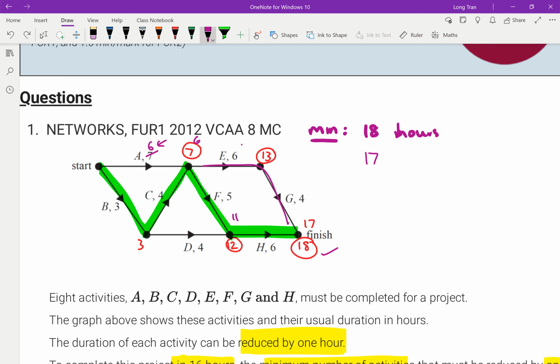So I'll probably reduce C since I'm here. If I reduce that, I'd have to reduce those two, and they both become 6. 6 plus 6 here is 12, and 12 plus 4 is 16 over here. And then down this critical pathway, 6 plus 5 is 11, and 11 plus 6 is 17.